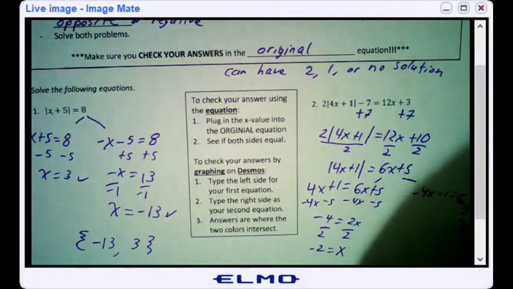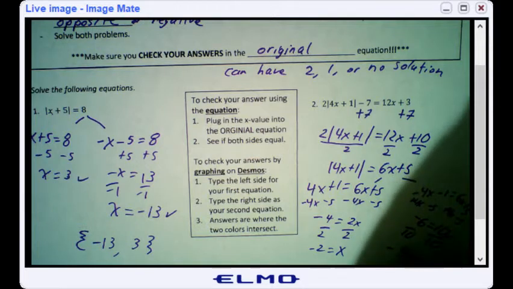On the right side, again, I like my x to be positive, so I'm going to add 4x. Subtract 5. So negative 6 equals 10x. Divide and simplify. So negative 3/5 equals x.